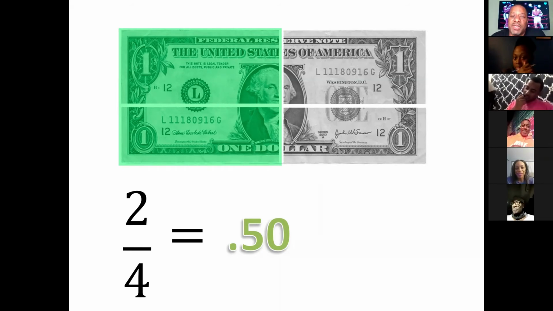Yara, if we split $1 into 4 pieces, what coin would that be? What coins would be 4 pieces? Quarter. I'm sorry, what was the question again? We split $1 into 4 pieces. What coins make $1? 4 what? Quarters.